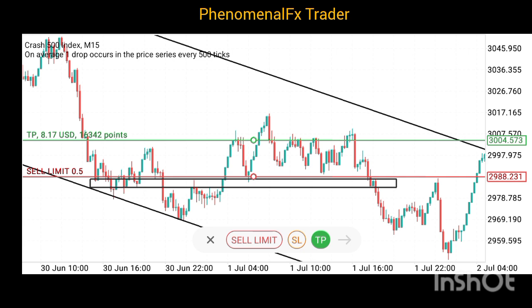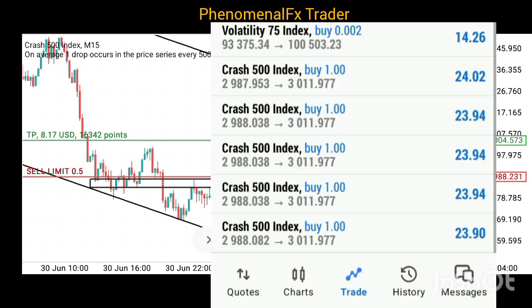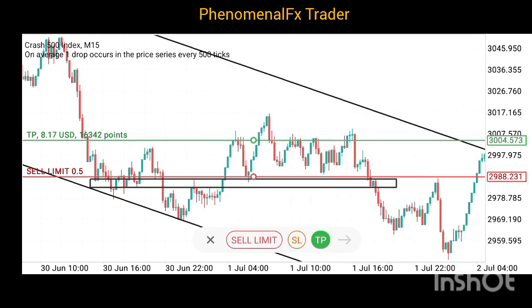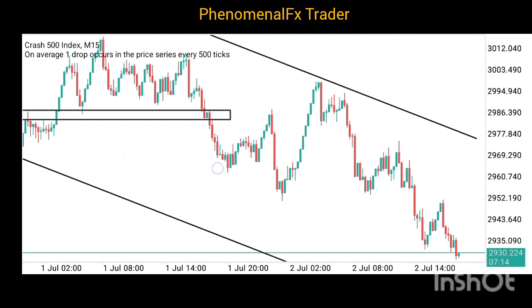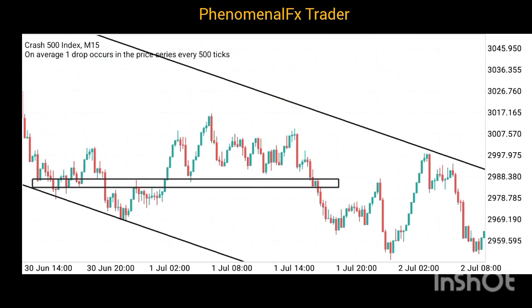So I opened about 10 positions with this pair. Because of my account size, I opened about 10 positions and I made some good profit with this particular trade. And the market is still selling. I can still find other opportunities, but for now, that was how I was able to make some profit here.